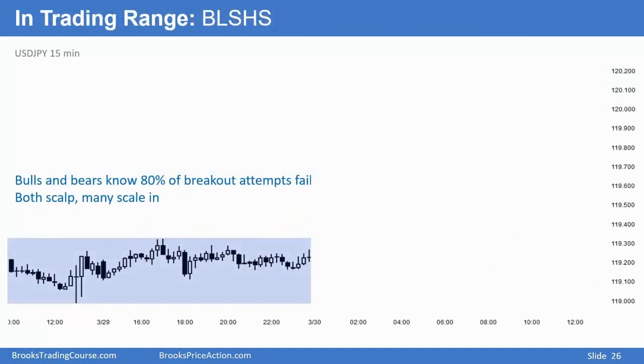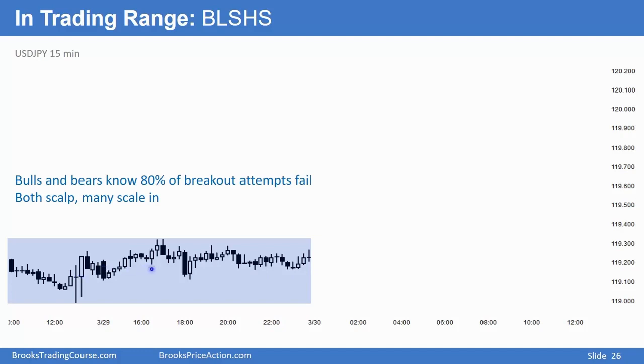Trading range. This range might be too tight to trade, but if a person were trading it, they want to buy in the bottom third and sell in the top third. Bulls and bears. Bulls buy in the bottom third, hoping for a scalp up, and then they sell in the top third, take profits. Bears sell in the top third, hoping for a scalp down. When it gets to the bottom third, they buy to take profits. And both are willing to scale in. Everyone knows eventually there's going to be a successful breakout.